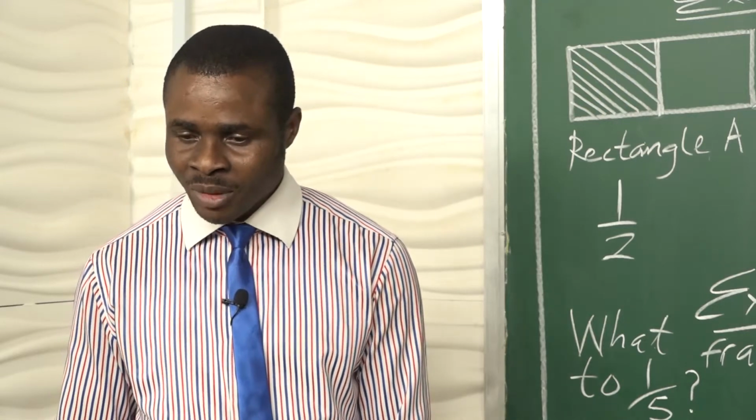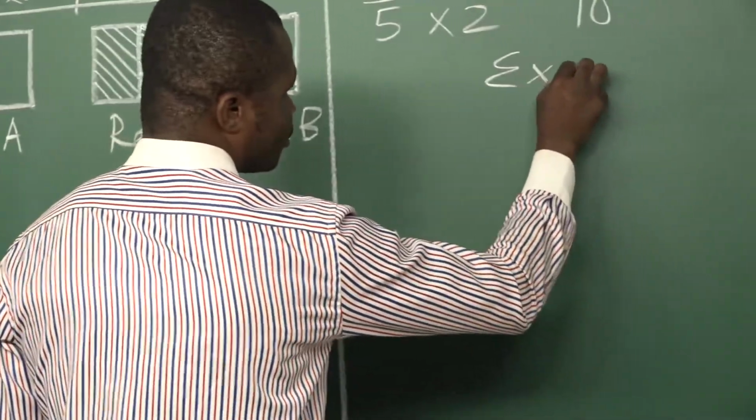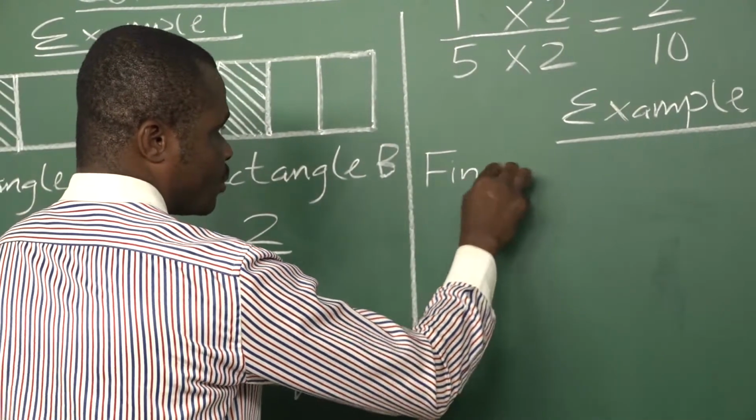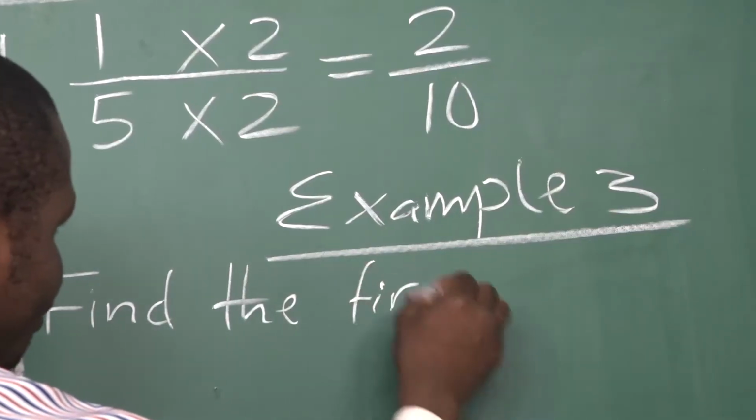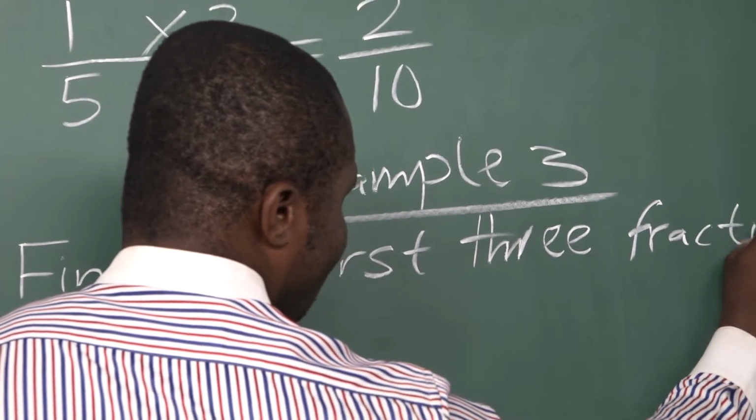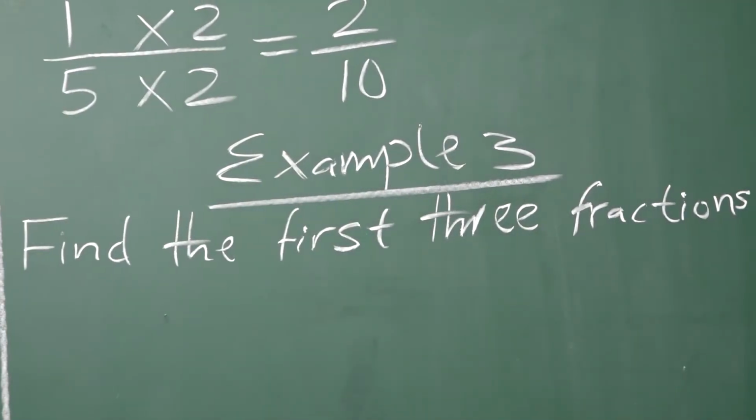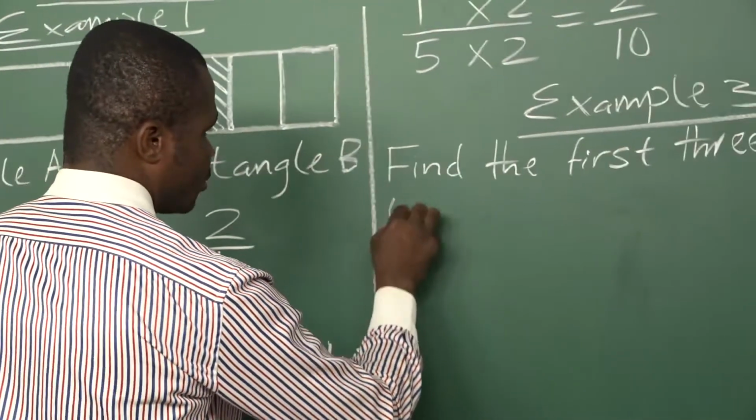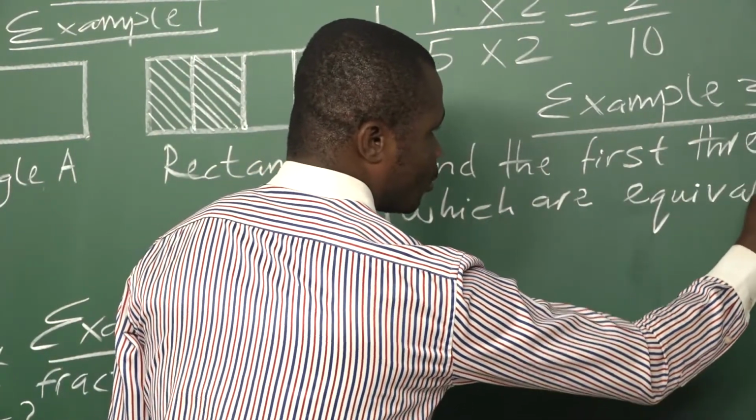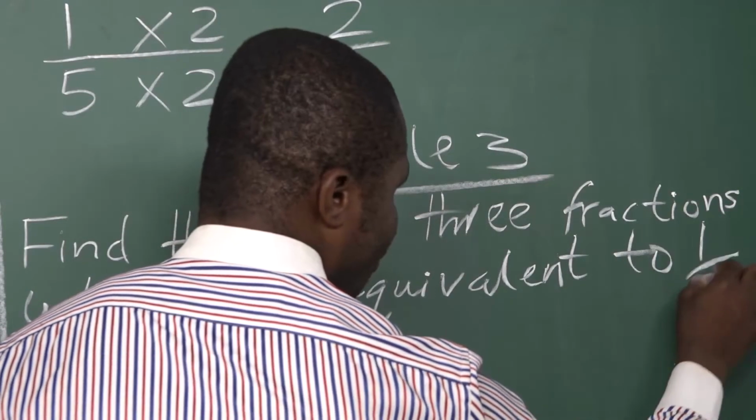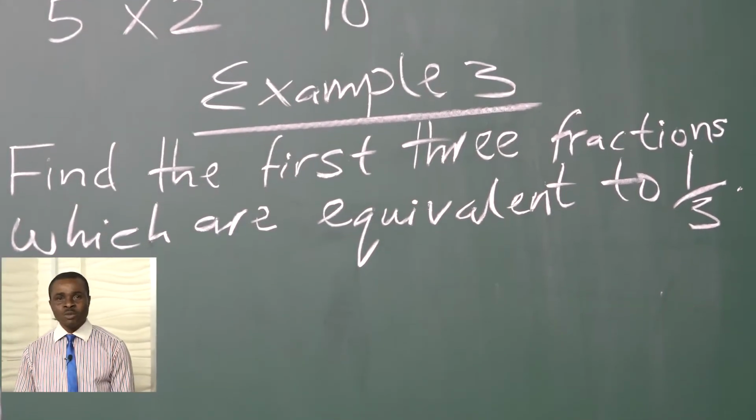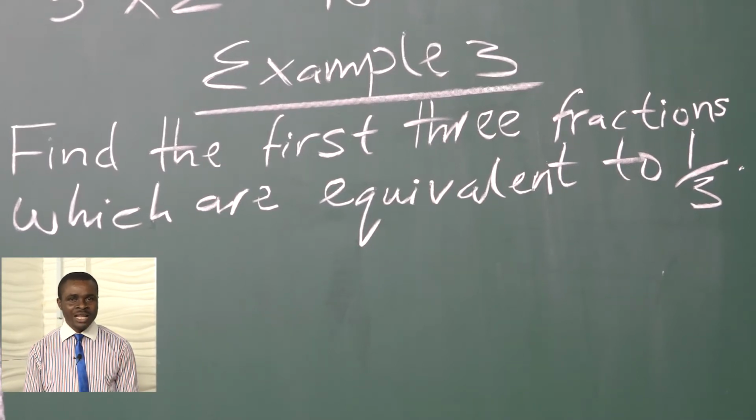We're now going to example 3. Our example 3 says, find the first 3 fractions which are equivalent to 1 over 3.